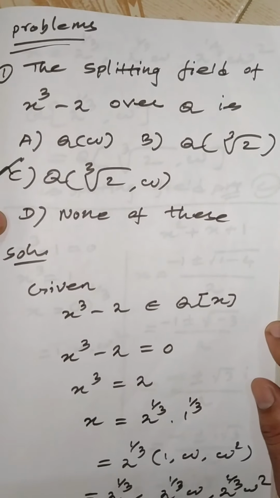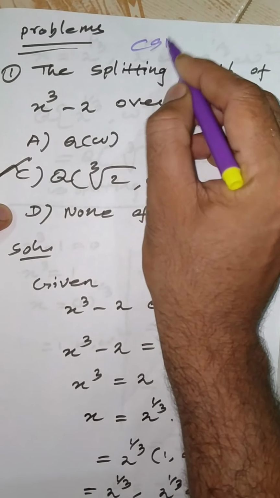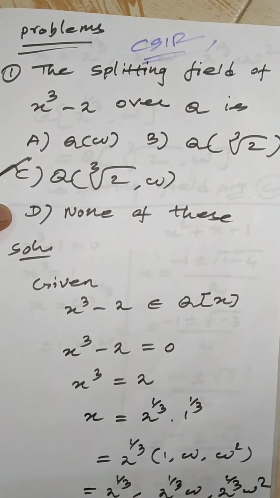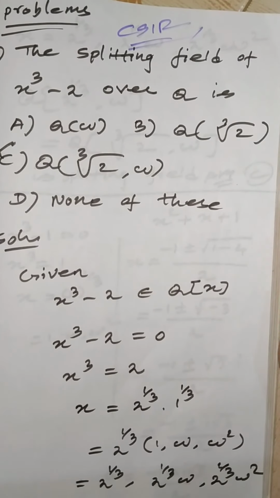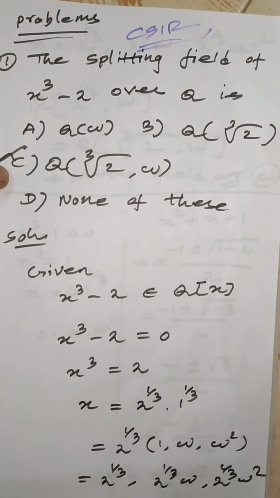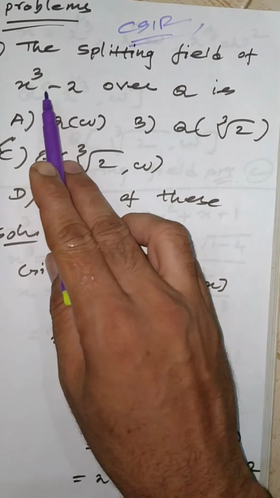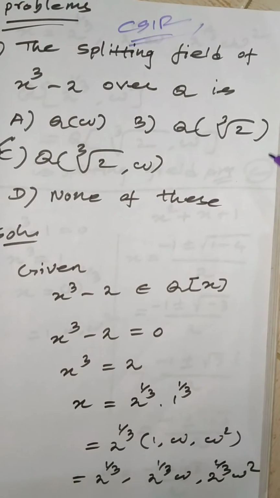Now we take the first problem. This type of question is asked several times in CSIR, a national level competitive examination in the subject of mathematics. The first problem: the splitting field of x cube minus 2 over Q is, and the 4 options are given.